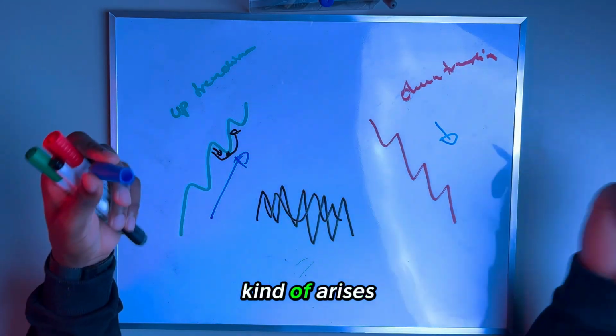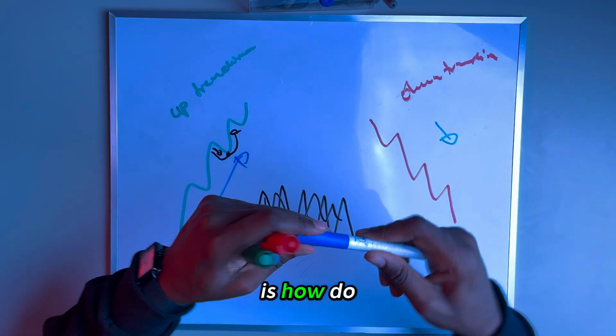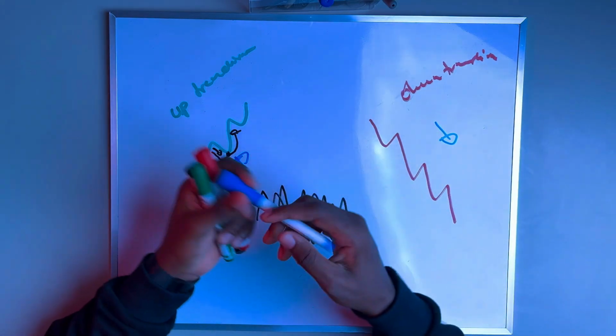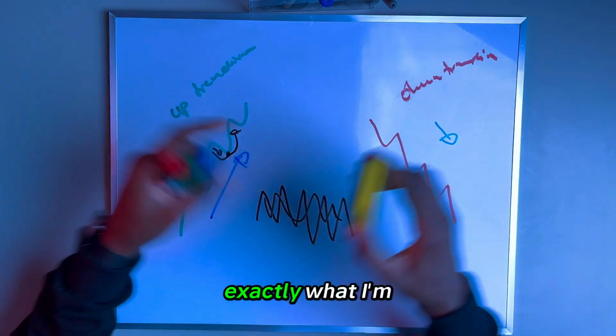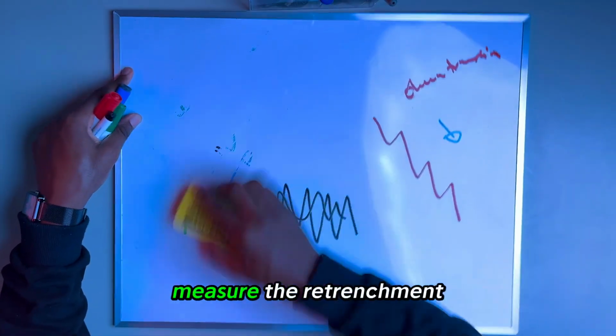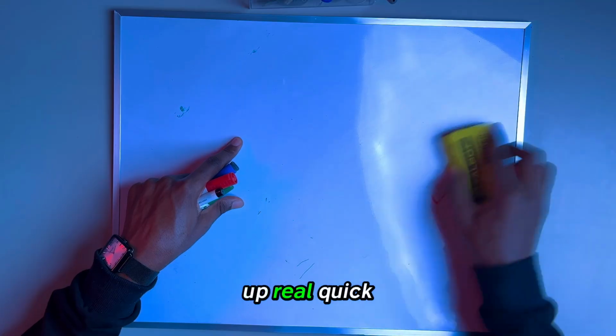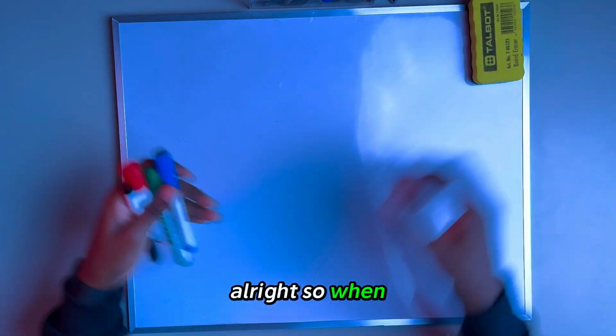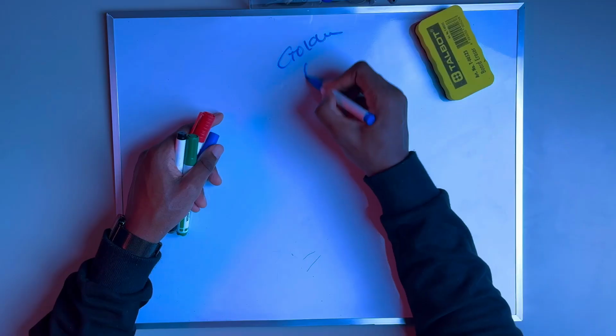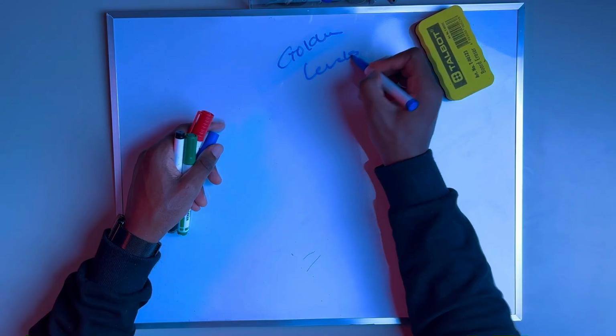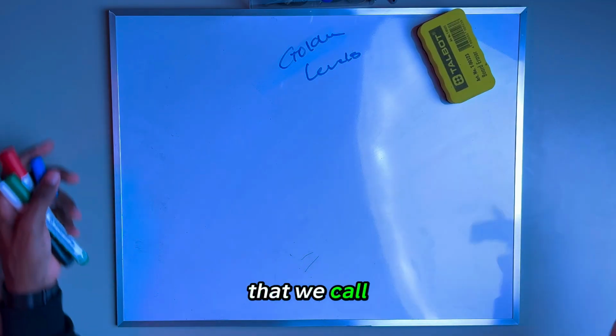Now, the question that arises is, how do we measure the retracement? That's a good question, and that's exactly what I'm about to get into. How do you measure the retracement? Hold on, let me clean this up real quick. All right, so when you're using your Fibonacci retracement tool, there is something that we call golden levels.